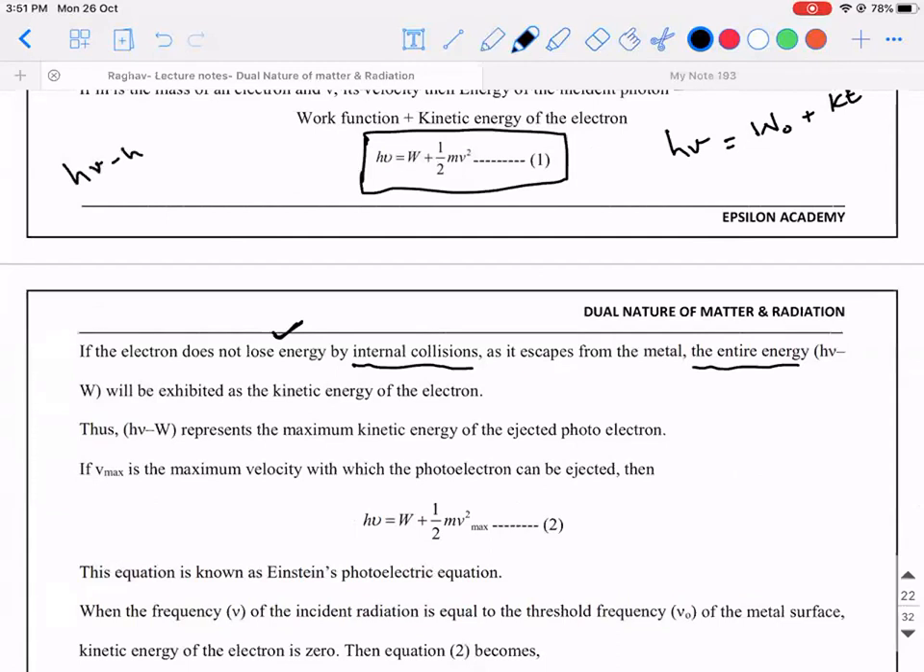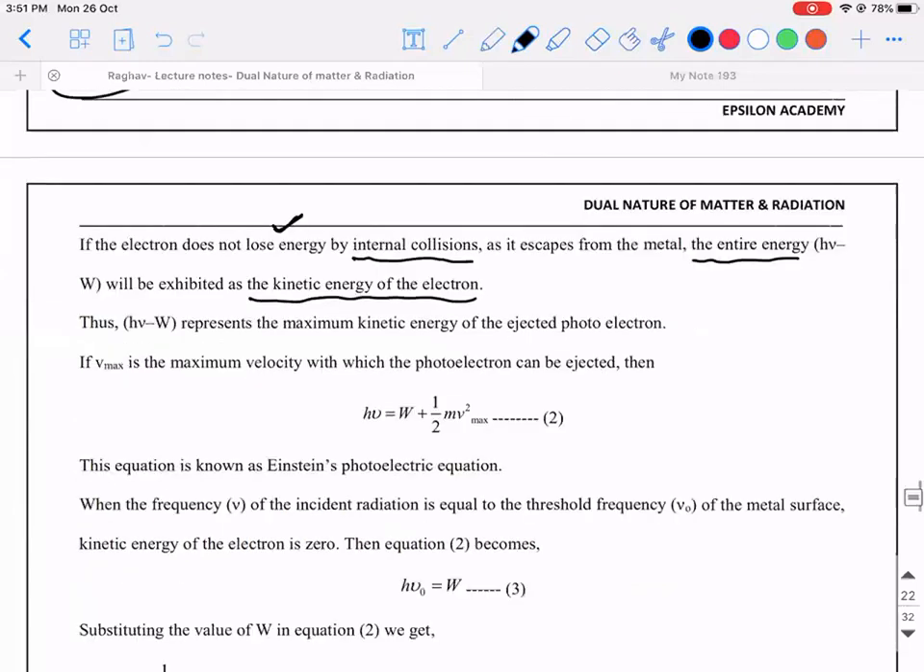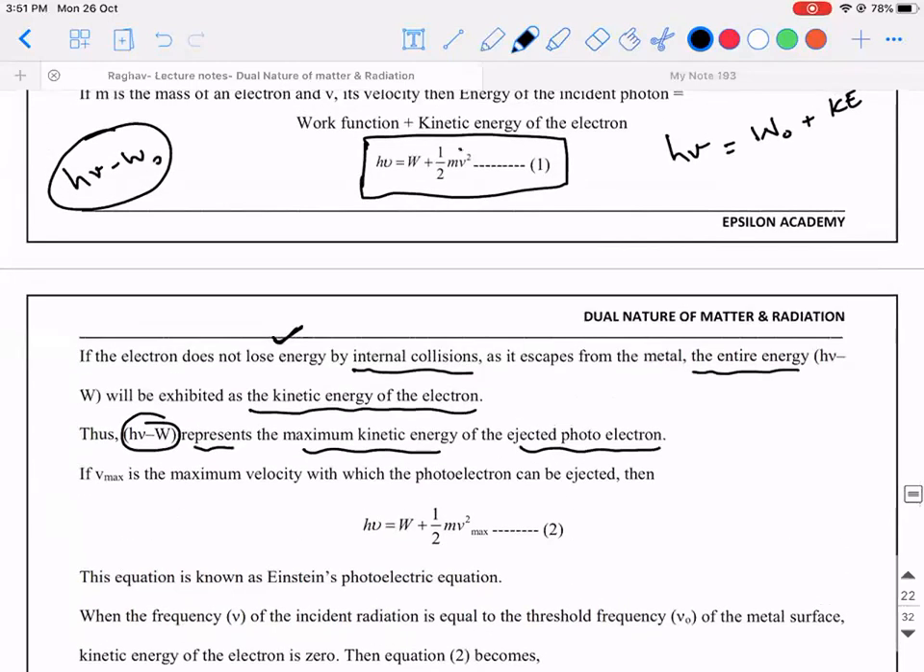It is h nu minus w naught, which will get completely converted to the maximum kinetic energy, exhibited as the kinetic energy of the electron. That is, h nu minus w naught will represent the maximum kinetic energy of the ejected photoelectron. Okay, if that is the case, then the small change that we need to make in mv square is that it will become m into v max square, because the mass of the electron is not going to change, but its velocity can be taken to the maximum value.